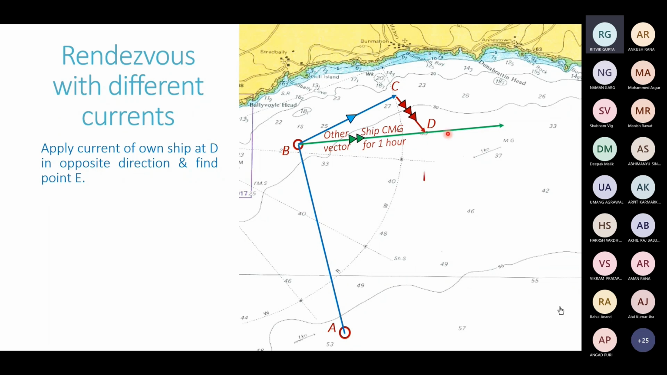So let's plot it. Let's assume the current which is given to us at our ship location is a northerly current. Let's mark it with 3 arrows. So we have the current vector plotted at point D in the reverse direction, and wherever this current vector ends, let's name that as point E. So this Echo Delta is the current applicable at our ship location.